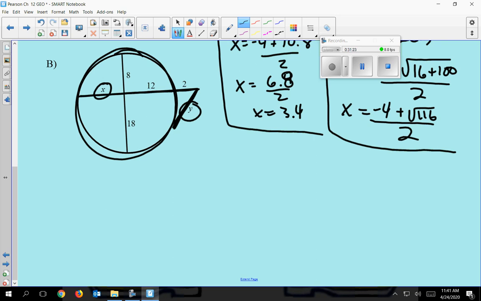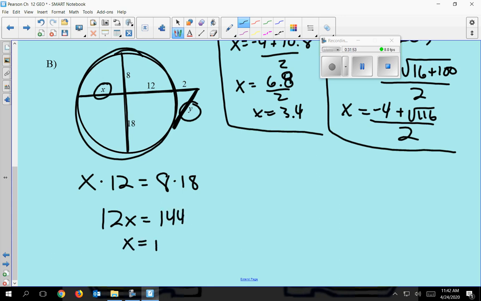If we remember, this is a chord and it's been broken now into segments because it got intersected by this chord. I can take each piece, so x and 12, multiply them together, and then set it equal to the other chord that's been segmented. So I take its pieces. I think that's the easiest way to get started here. I'm going to get 12x, and then over here I'm going to get 144, and x is 12.